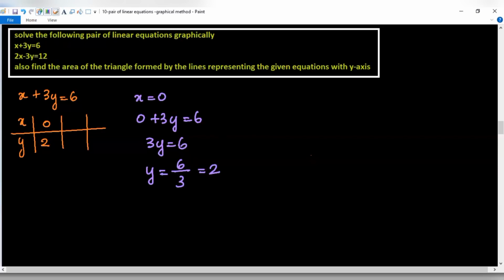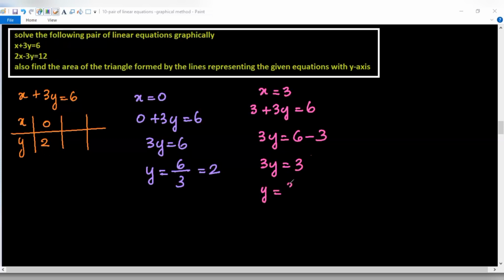Now, let us try x equals... see, here we have 3 and here we have 6, both are multiples of 3. So let us take a multiple of 3, x equal to 3. Okay, so 3 plus 3y equal to 6. So 3y equal to 6 minus 3, right? That 3 going to the right side. 6 minus 3 is 3, so 3y equal to 3, or y equal to 3 by 3, that is 1. Thus we got another pair, x equals 3 and y equal to 1.